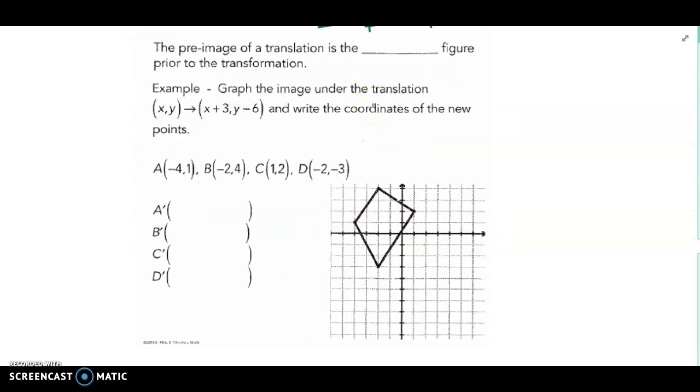All right. So the pre-image of a translation is the original figure. So I'm going to put original. If you don't like the word original, you can put the starting figure. It's the figure that we start out with prior to the transformation. Okay. So here's an example.